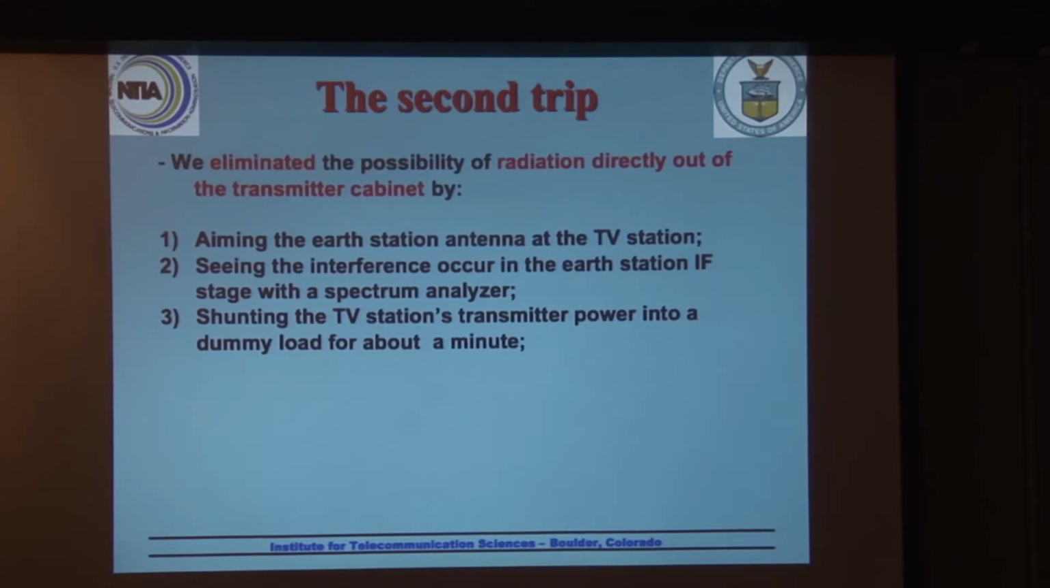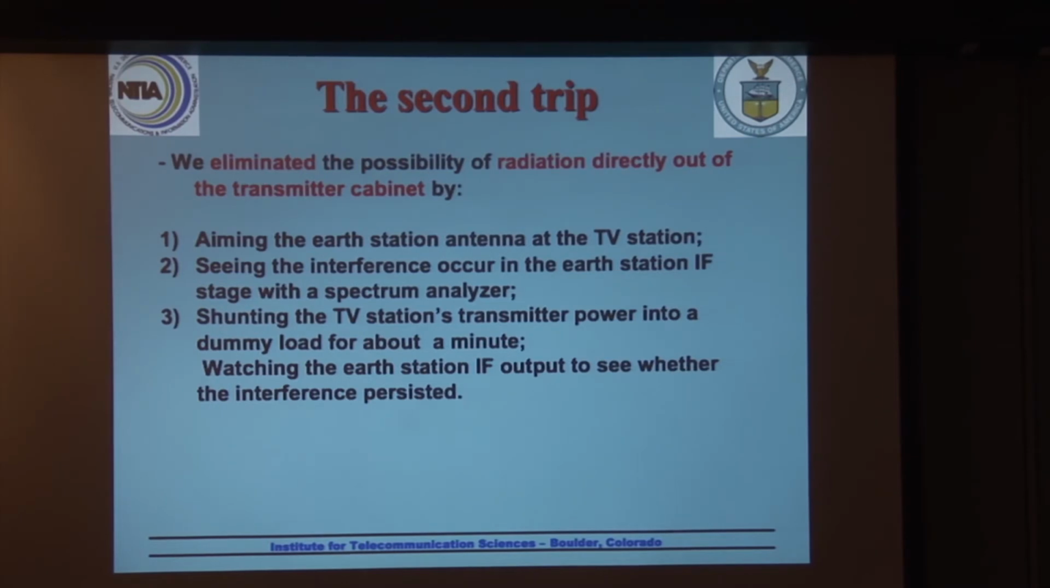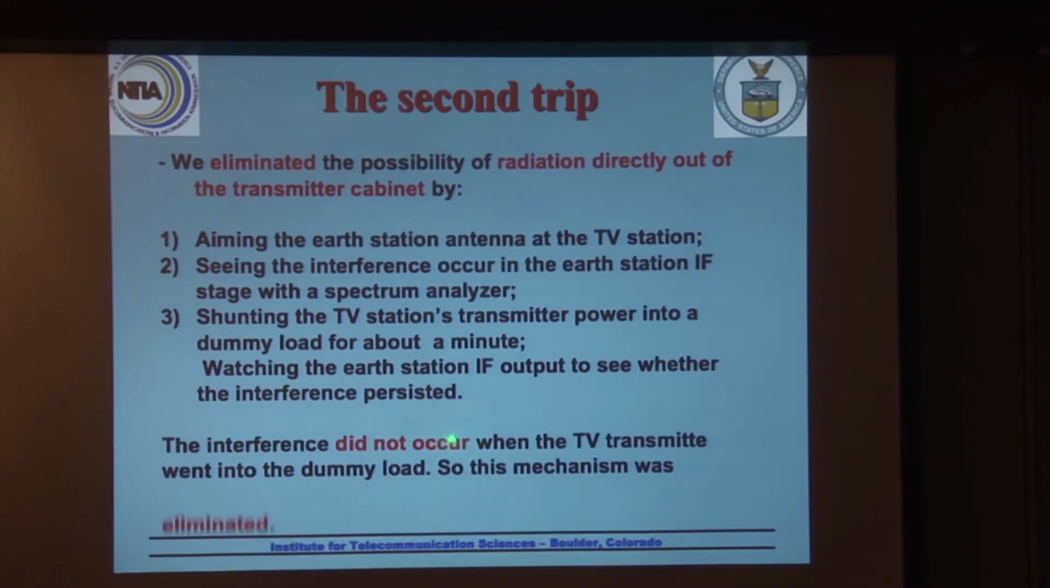And we said, what about that? And they said, oh, we're just broadcasting novellas right now, and they'll miss a critical moment, but there are critical moments every couple minutes, so it'll be okay. So they shunted the power into a dummy load, so it's not radiating, and we're watching the IF with the antenna pointed into the TV station to see whether or not we're getting energy right out of the transmitter case. And what happened was the interference did not occur. The interference went away when the TV transmitter went into the dummy load, so that mechanism was actually eliminated.